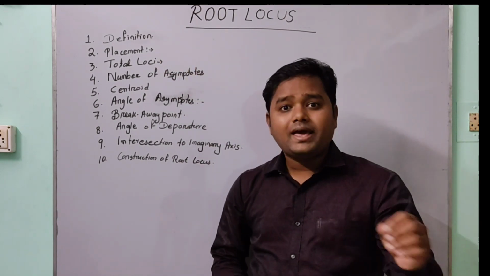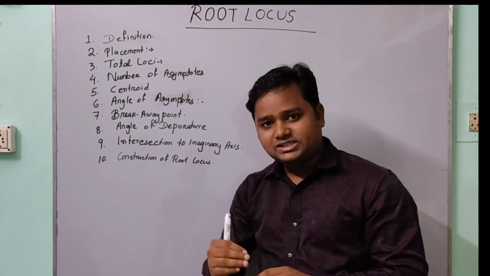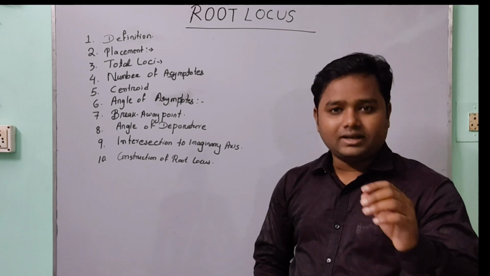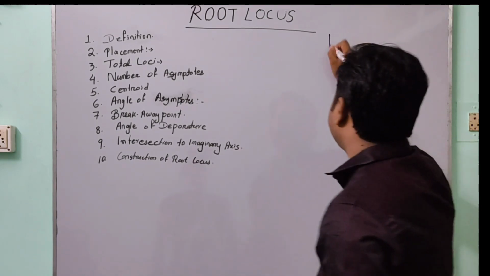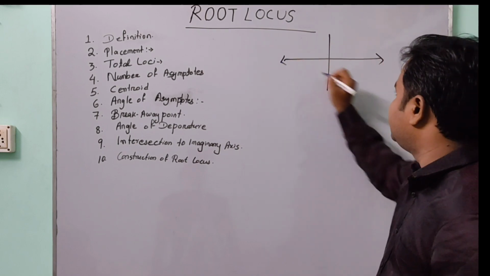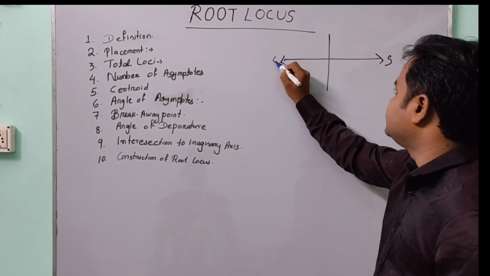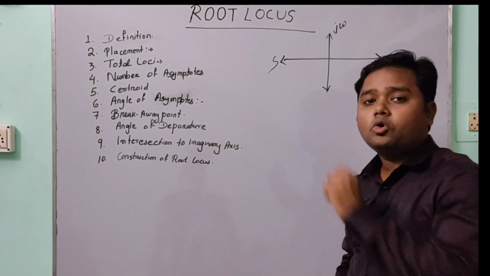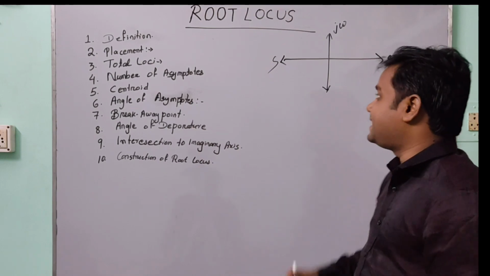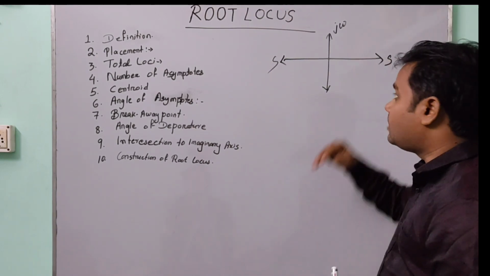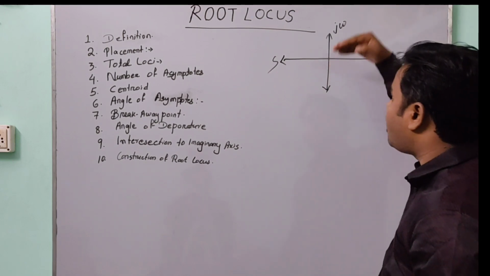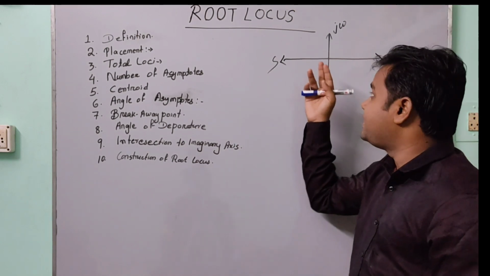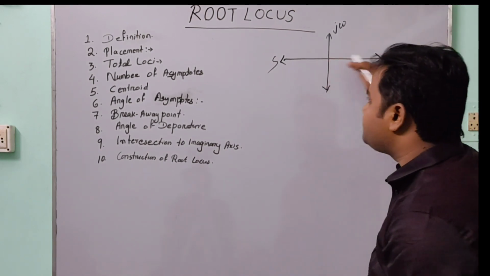In placement, where the root locus is started, where it is placed and where it will be ended. First, root locus is always symmetrical to the real axis. We know that the real axis is sigma and the imaginary axis is j omega. So the root locus is always symmetrical to the x axis, that is, symmetrical to the real axis. That means the part in the upper side of the S plane will be the same as the lower side of the S plane.